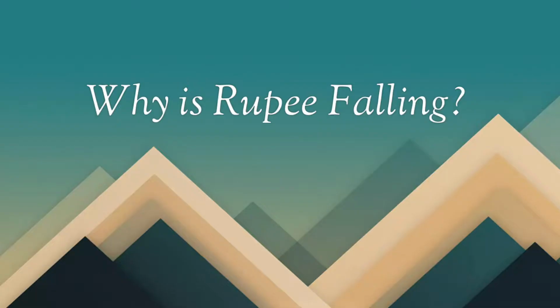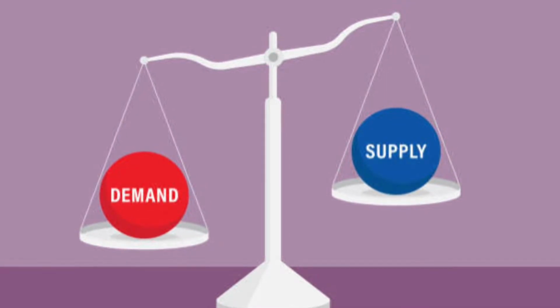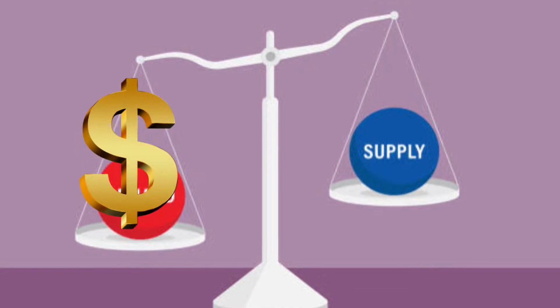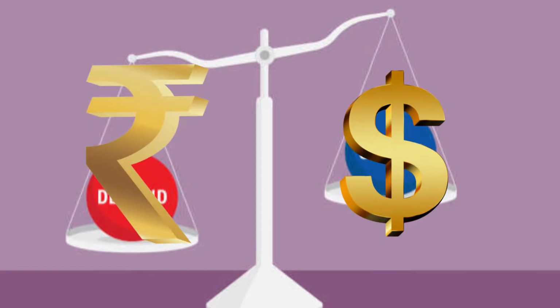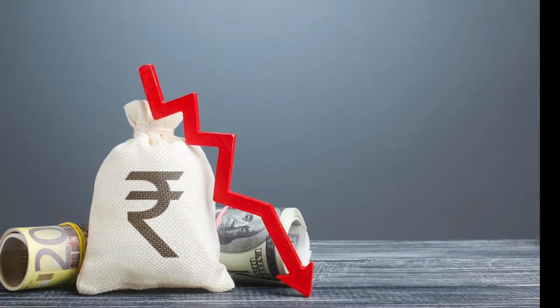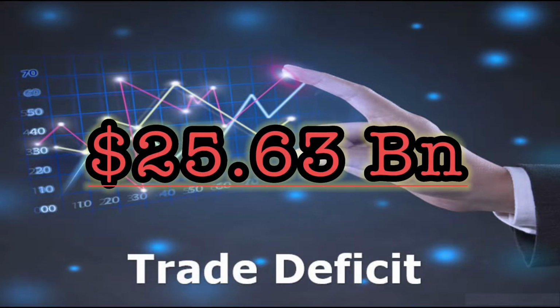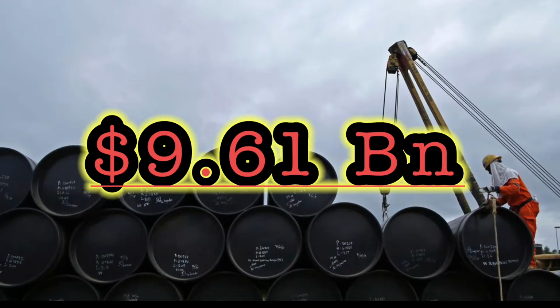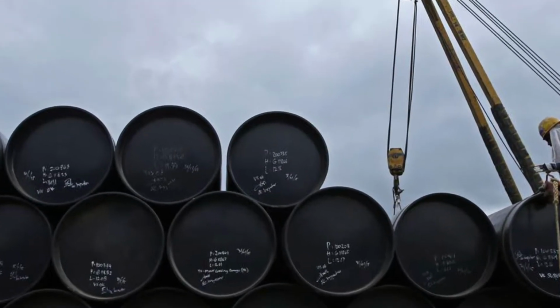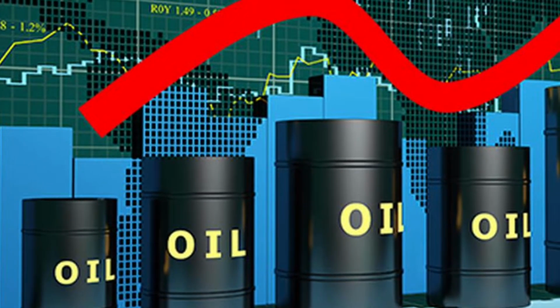Now, why is rupee falling? The value of the Indian rupee to the US dollar works on a demand and supply basis. If there is a high demand of the US dollar, the value of the Indian rupee depreciates and vice versa. The rupee's fall these days is mainly due to 3 reasons. Number 1, trade deficit. India's June trade deficit widened to a record $25.63 billion. Last year, this deficit was $9.6 billion only. The reason is the rise in crude oil and coal imports. This is adding to fears of further pressure on the rupee.